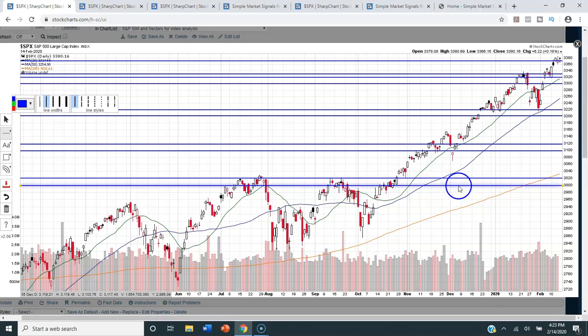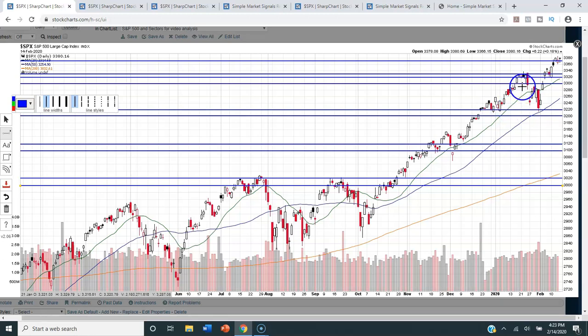So just be mindful of these different support areas. If and when the market starts to fall, these would be the areas where we would probably see the support come in for the market. So right now, I think the 3220 is probably the most significant.